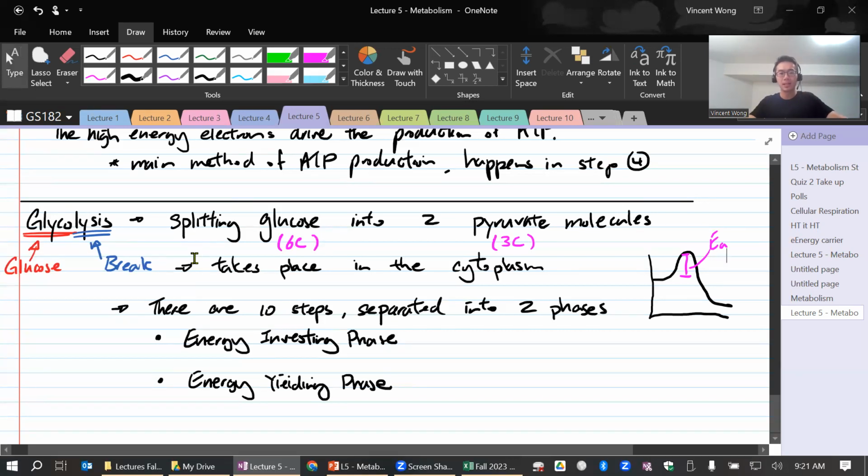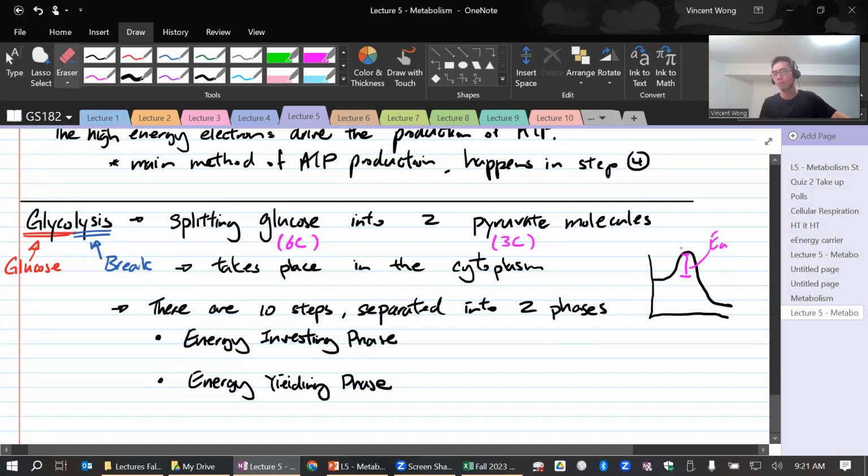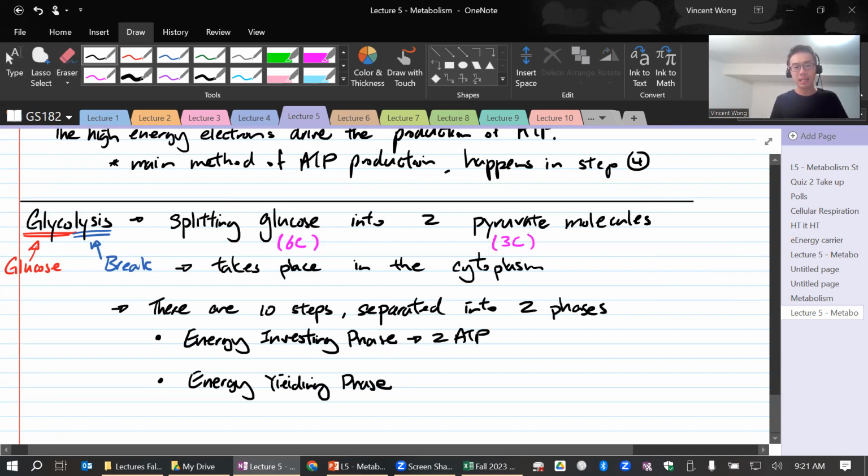And so what happens is, in the first 5 steps, we're gonna charge up the glucose. We're gonna pump it up with energy, give it some energy so that it's willing to react. That's kind of like the activation energy. You need to supply some energy before the reaction is going to take place. So in the energy investing phase, 2 ATPs are used to energize glucose.